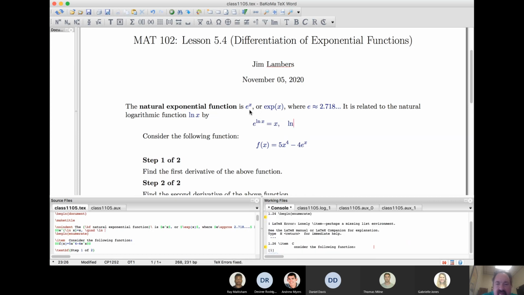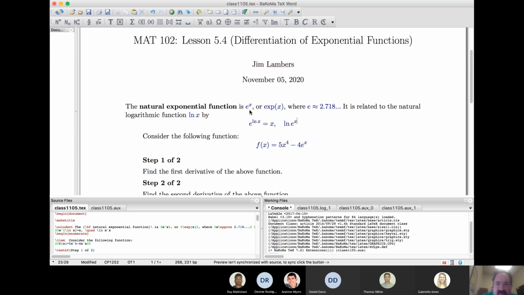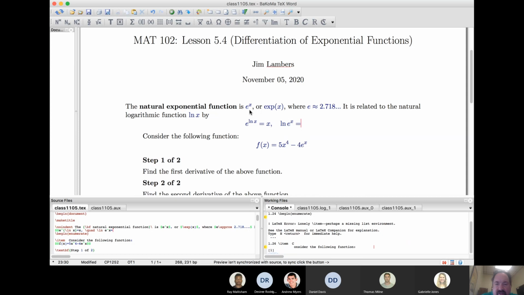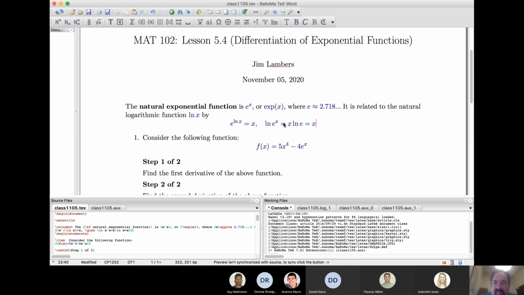And natural log of e to the x, which, as we saw last time, can be written this way as x natural log of e, because the exponent can be pulled down out here. That is also equal to x. So these functions used in either order bring you back to where you started at x. So the natural log of e is 1.